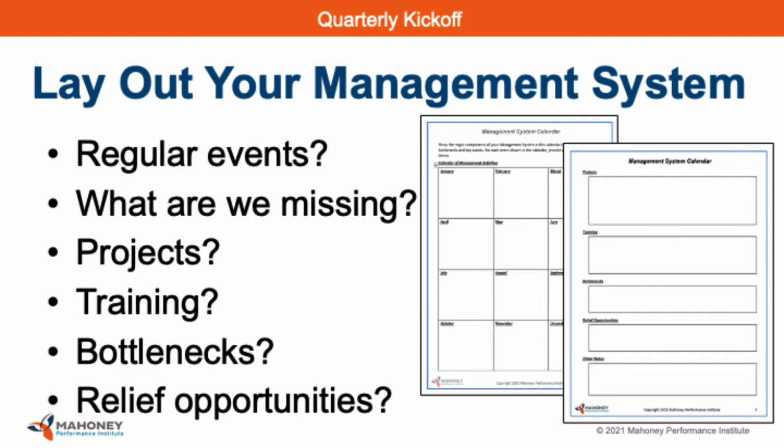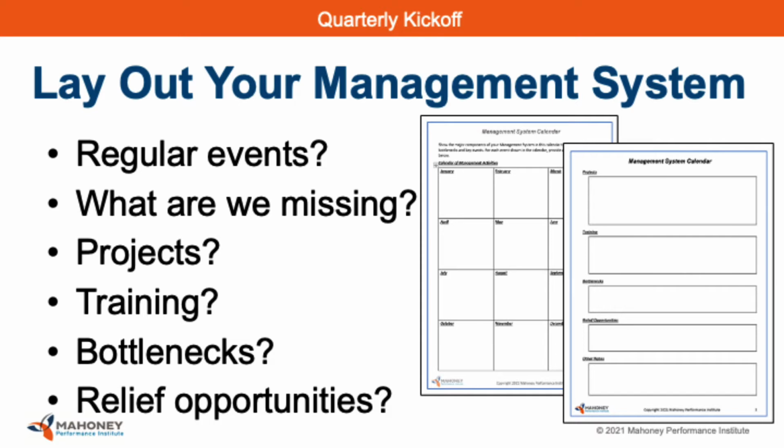And then, as I mentioned, we need to lay out what are the key projects that we have in the upcoming year. And you'll see that in the example that we use, what that really means. But these are the meaningful, really big, critical projects that we want to take on in the upcoming year. Is there any training that needs to be done? And ultimately, after you lay all that out, you're going to see where your bottlenecks are.